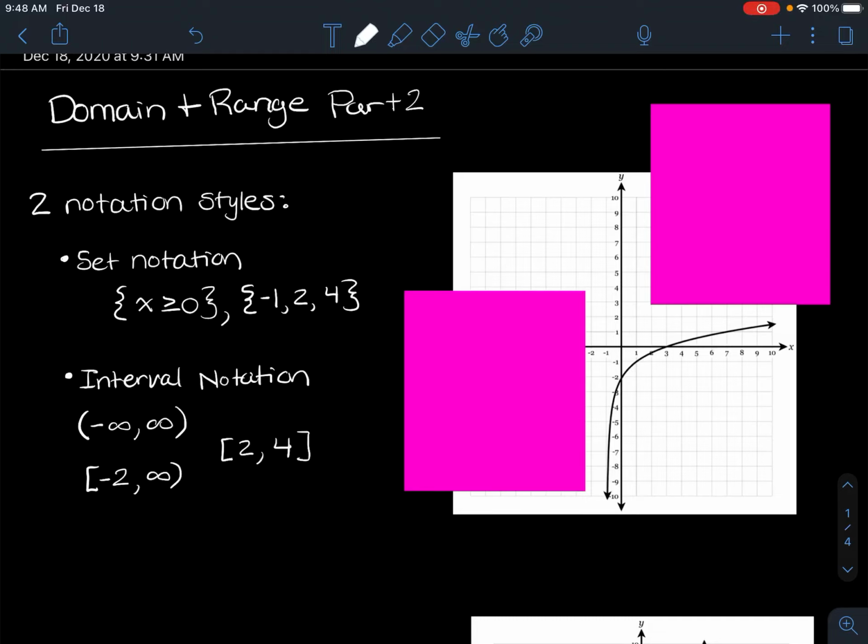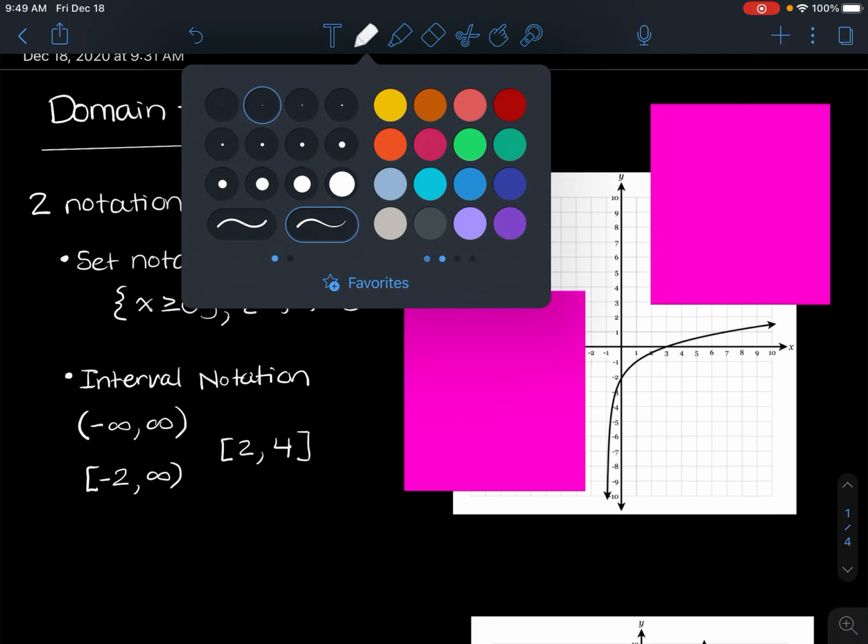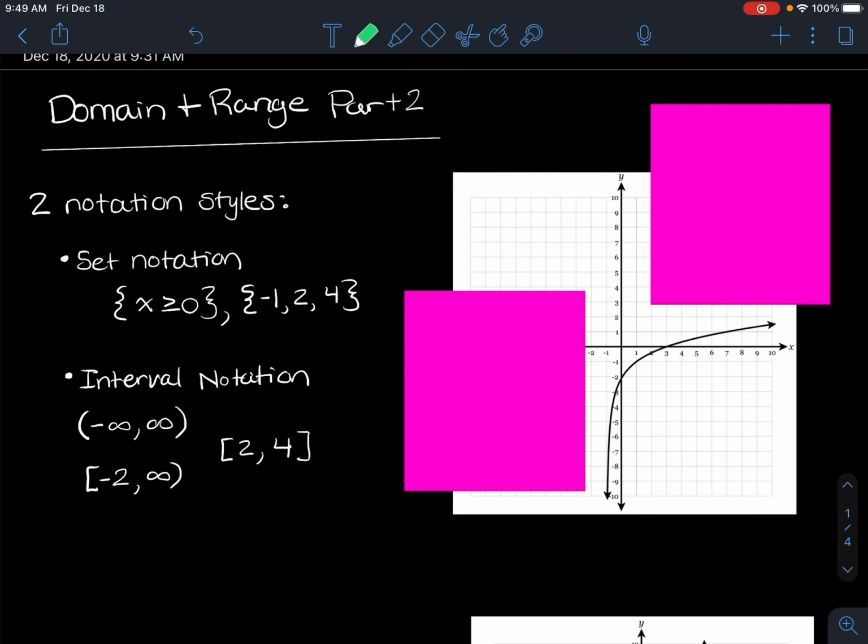Okay, so today we're going to talk about more in-depth domain and range. In the first video, we did very simple functions with domain and range, but since this is Algebra 2, we need to get a little bit deeper into more complex functions. So there's actually two notation styles that we're going to talk about.